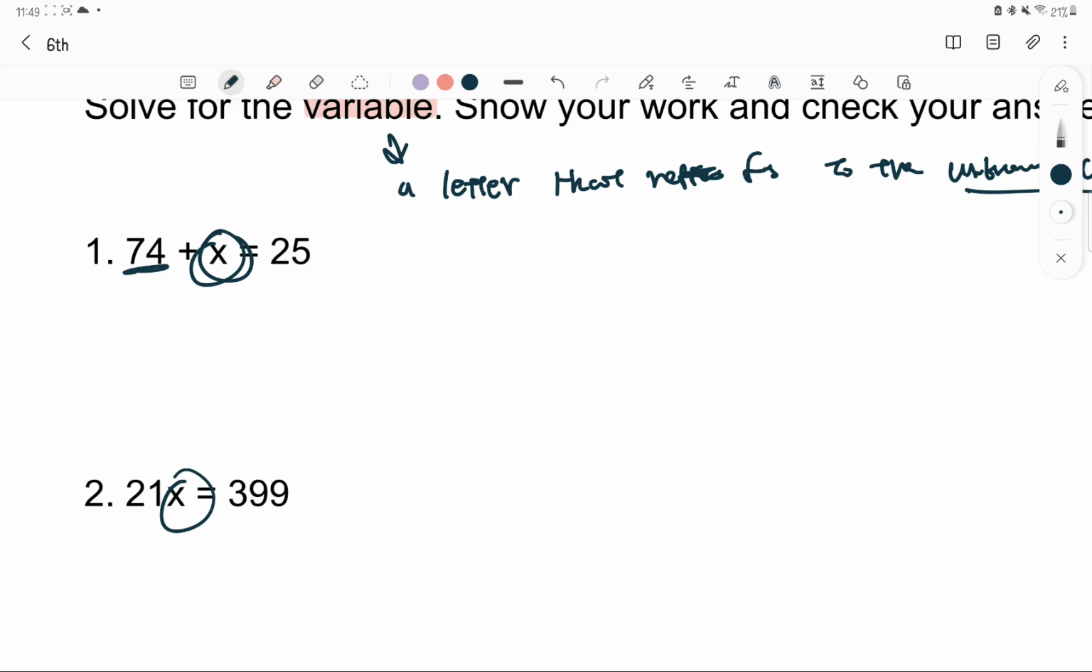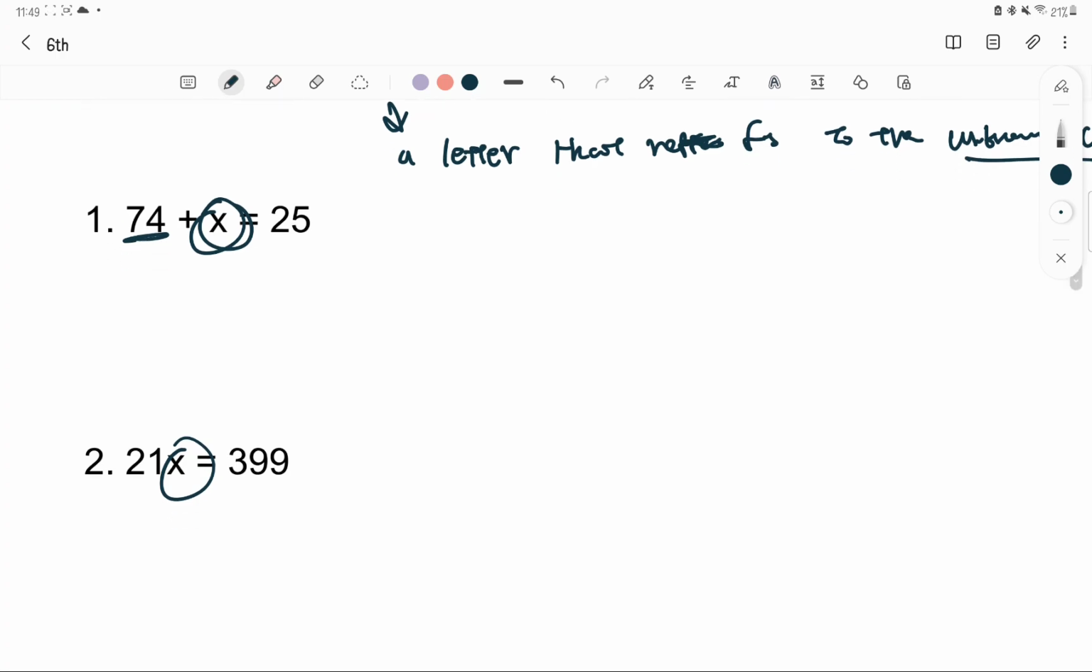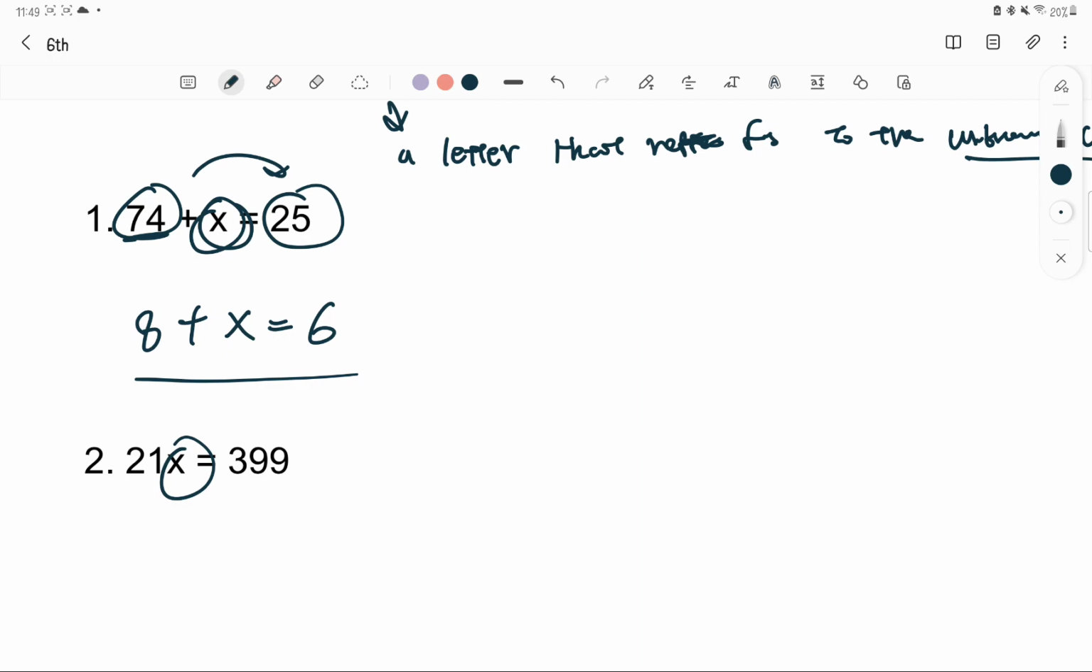So if you want to solve number 1, it's 74 plus x is equal to 25. And if I give you a simple example, 8 minus some number, we got 6. How do you get x? By simple math, you can just think of it as 2. But in this case, because the number decreased, you need to think that the number is negative. So we can just tell that it's negative 2.